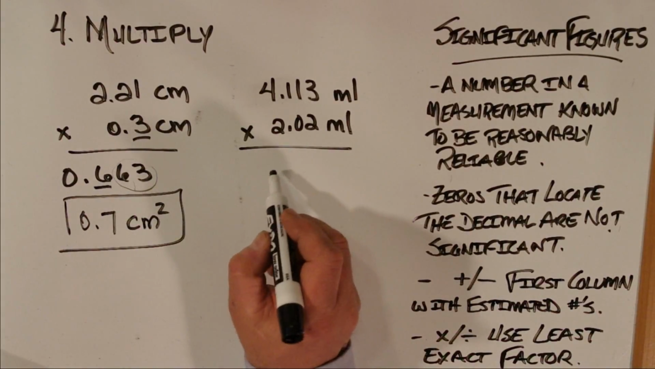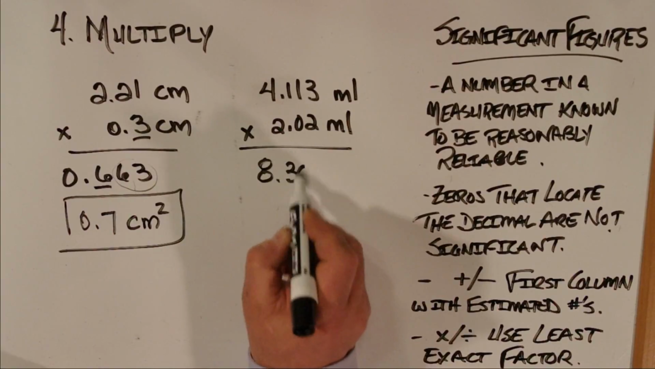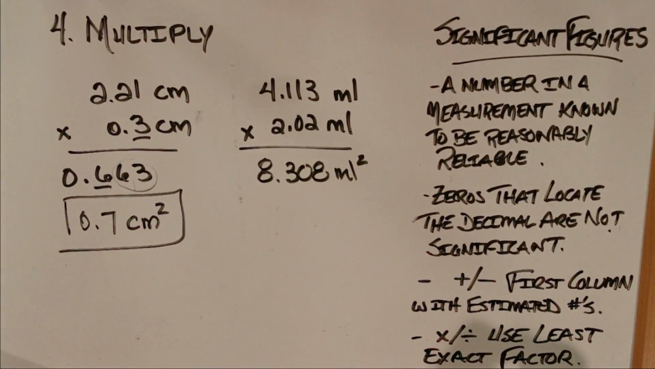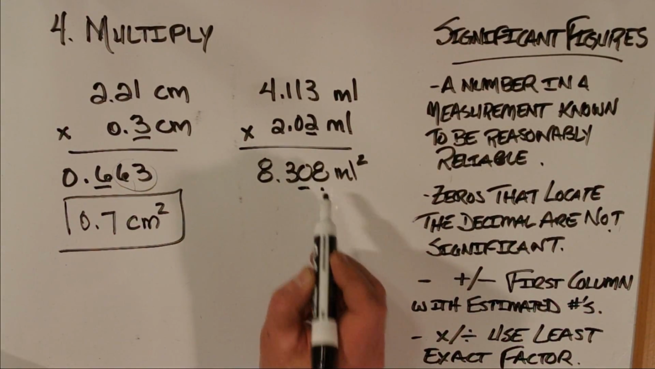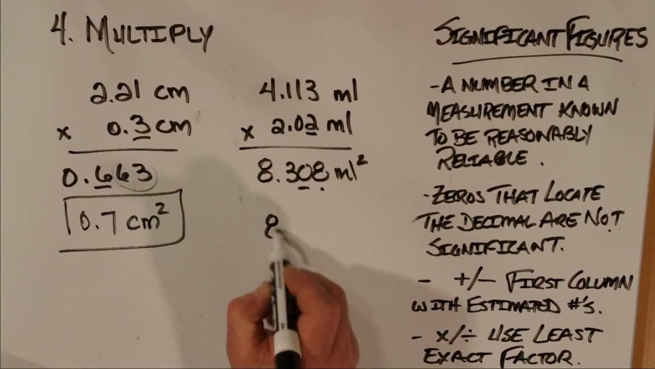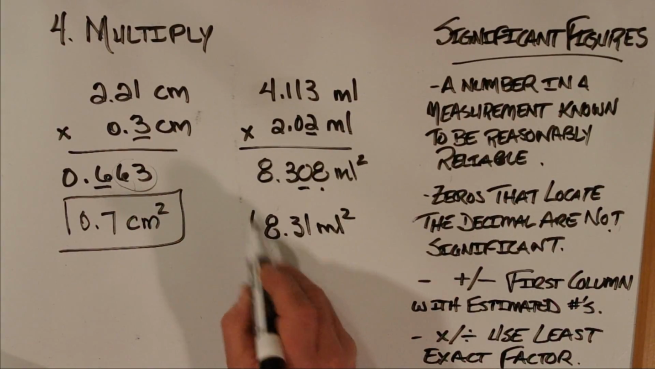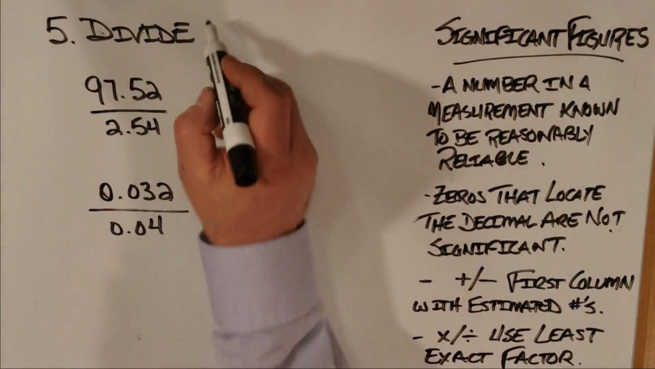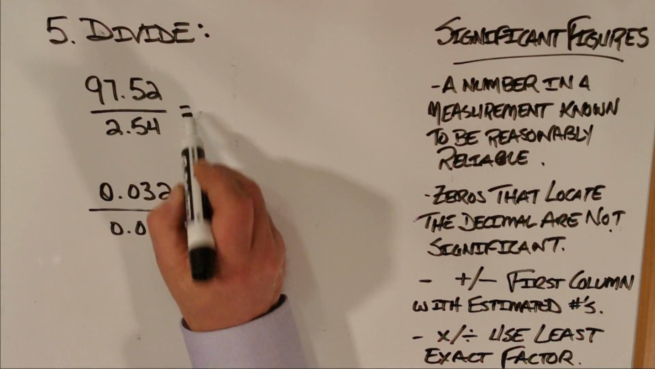Here the answer will be in millimeters squared. When we do the multiplication out, we get 8.308 millimeters squared. The least exact factor is in the 100ths place. We'll take a look to the right of that, a number greater than 5, and report 8.31 millimeters squared. And the fifth problem, we're asked to divide 97.52 by 2.54.